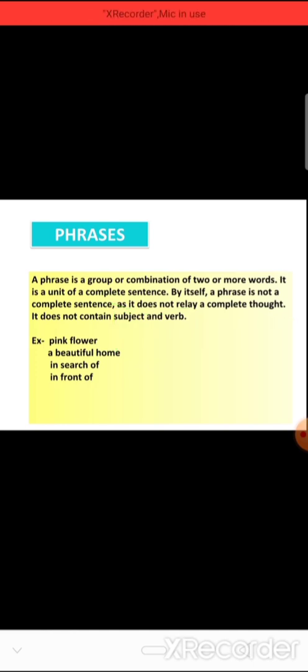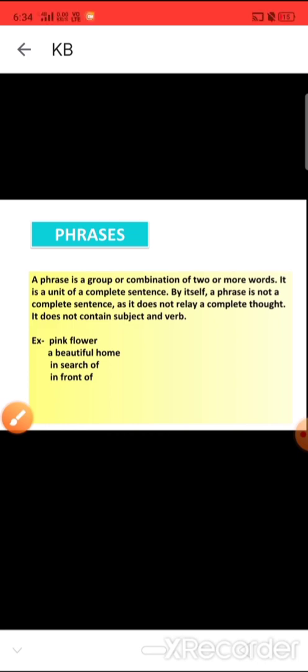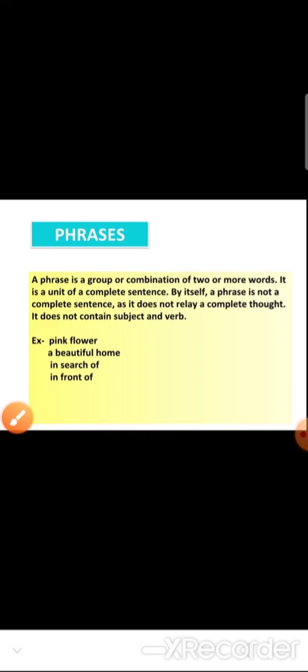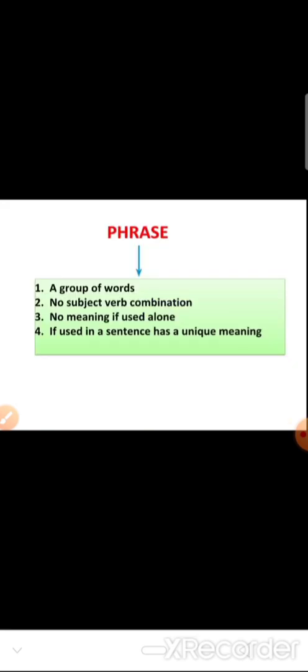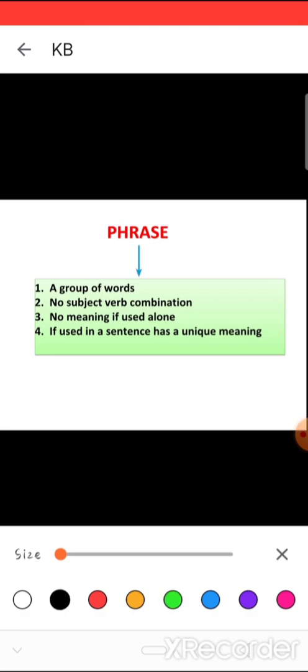Because if I say "in front of," you will ask, ma'am, what are you saying? In front of what? Because I'm not saying a complete sentence, it's just a phrase, "in front of." But if I say "I am standing in front of your house," then you will understand the full meaning of what I want to say. So here we get to know that a phrase is actually a group of words.